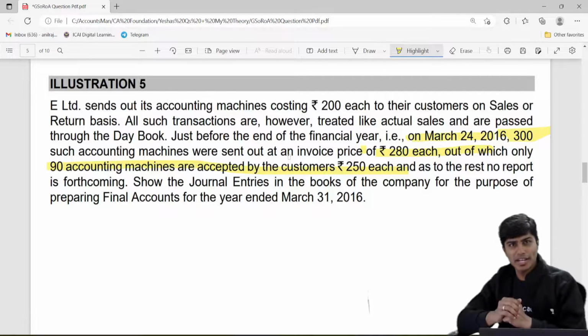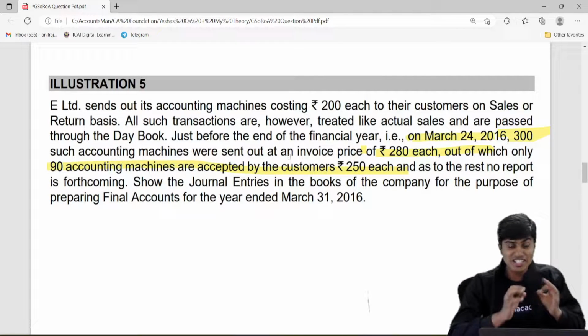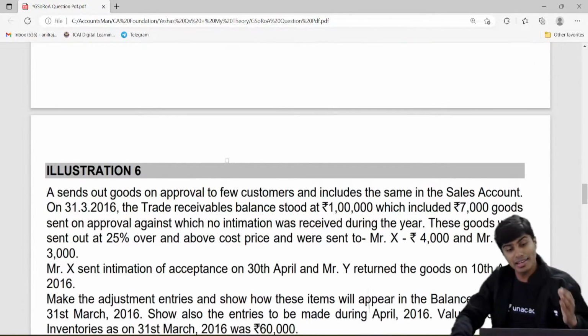In the previous video, we had discussed questions till illustration number 5 on goods sent on return or approval. In this session, we'll be starting with illustration number 6.